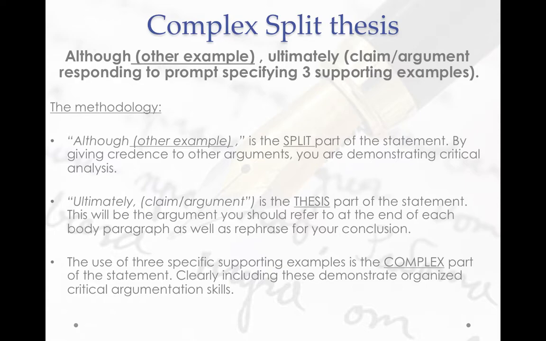There are different types of thesis statements, but the one that fits best, and that I've seen used the most effectively for the AP exam, is called the complex split thesis statement. The formula is to start the sentence off with an although, or maybe a despite, and use an example there that you're not using in your essay. So this could be another argument, this could be an opposing argument, this could be one of the examples, and you picked 3 that you're not using.